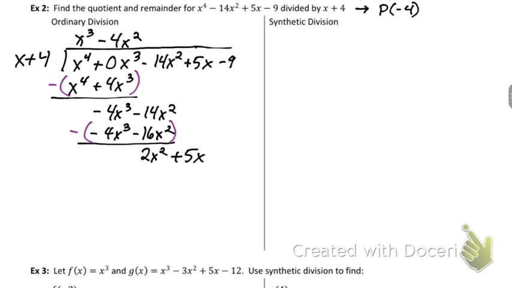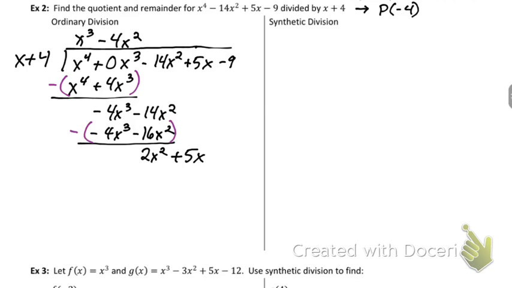X times 2x. Oh, did I make a mistake? 4x cubed become negative. You sure? Yeah. I am kind of rifling through this. I should probably take a second. You sure? Okay.